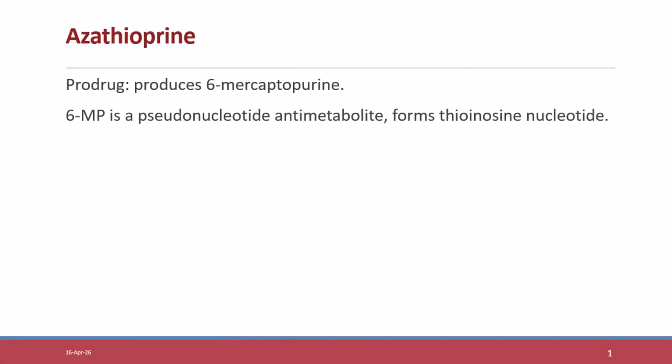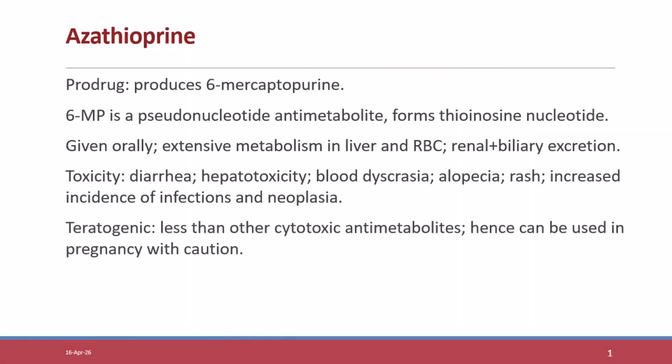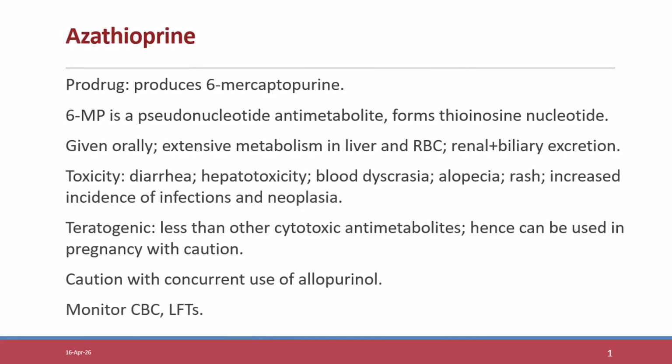Azathioprine is a prodrug converted to 6-mercaptopurine, which interferes with DNA synthesis. Its clinical use is limited by bone marrow suppression and hepatotoxicity. A key point is its interaction with allopurinol and the role of TPMT polymorphism in toxicity.